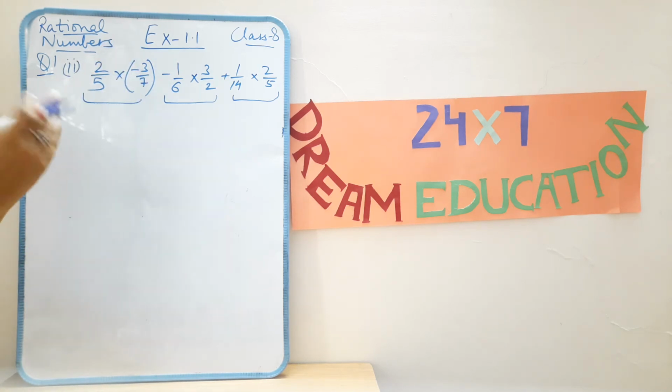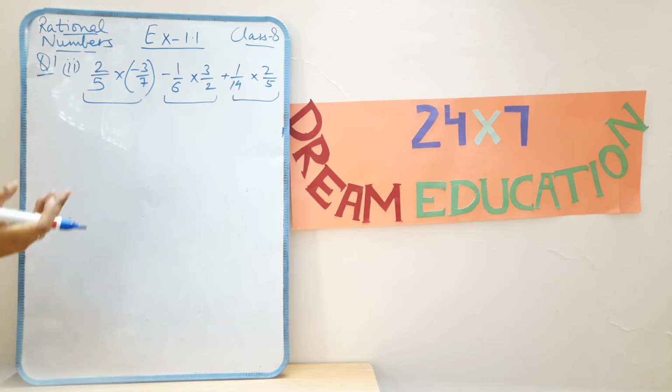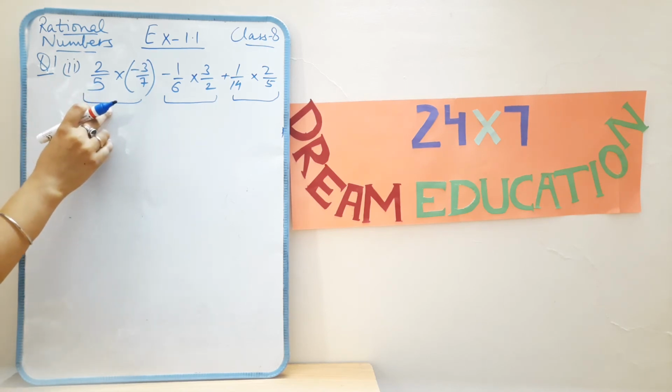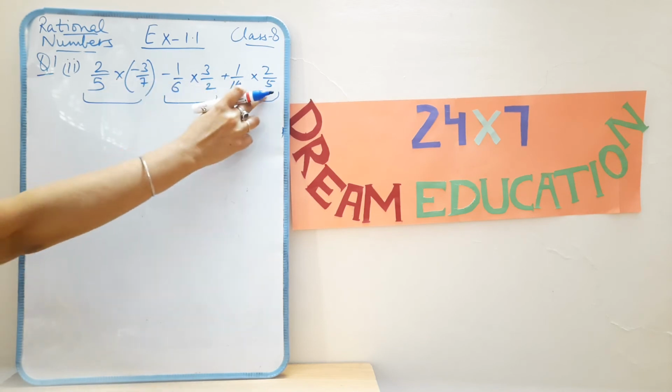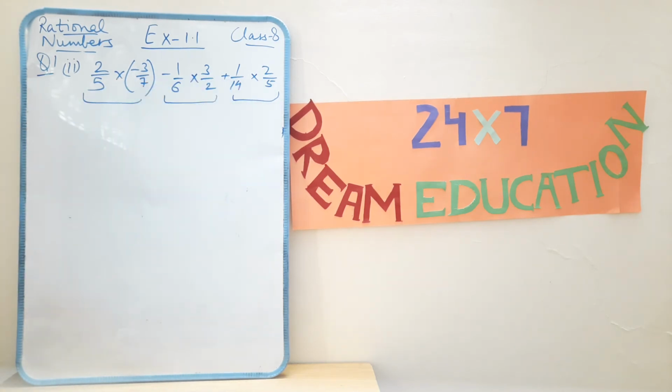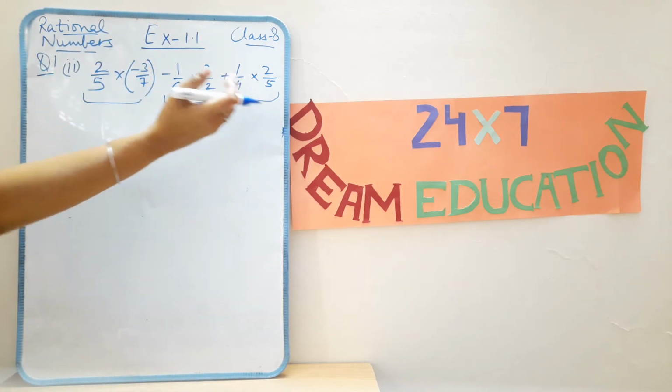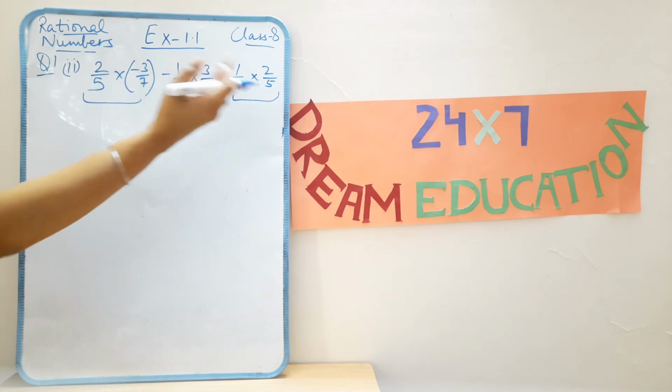Now see in which groups any one number is common. In the first group it is 2 by 5 and in the last group also 2 by 5. So the first and third groups have one number common. So what we will do is bring these two groups together by shifting the third group in place of the second and the second in place of the third.